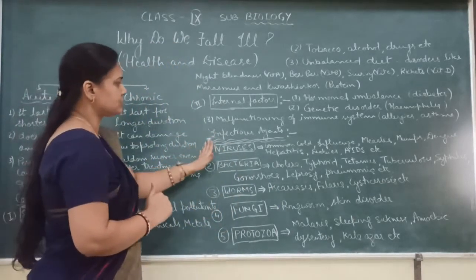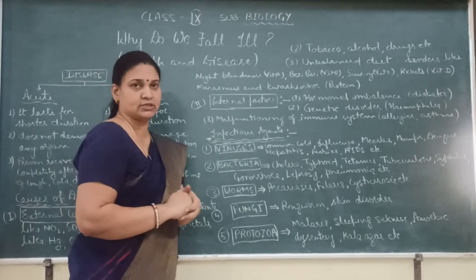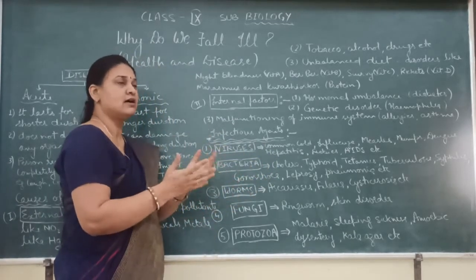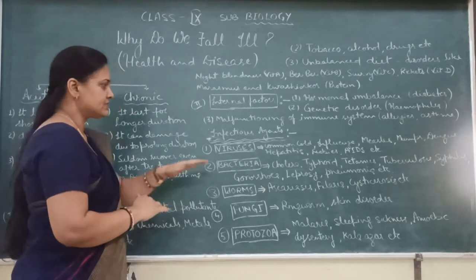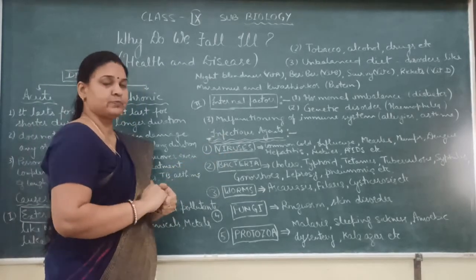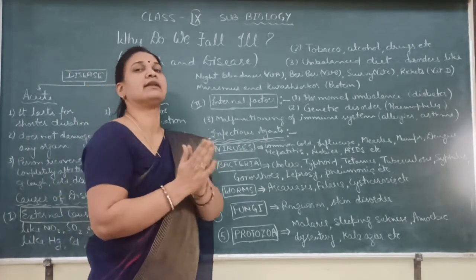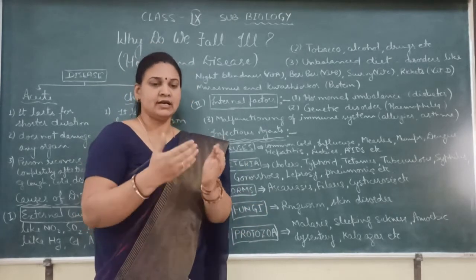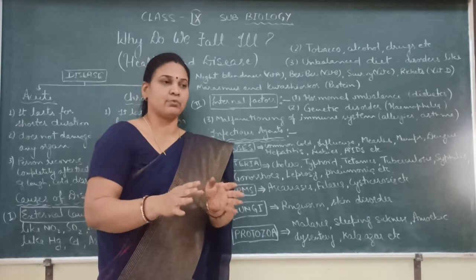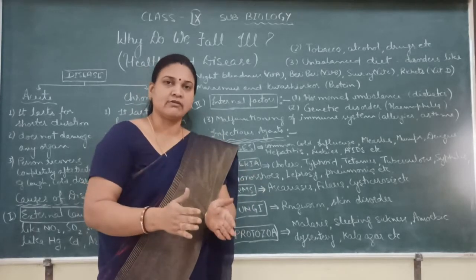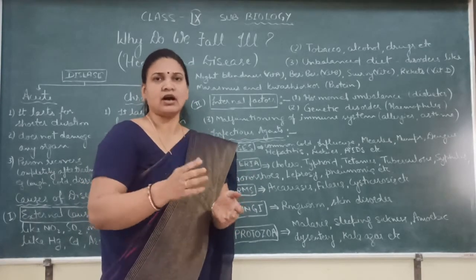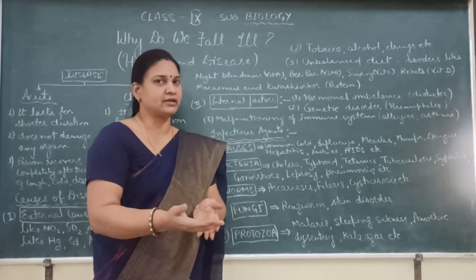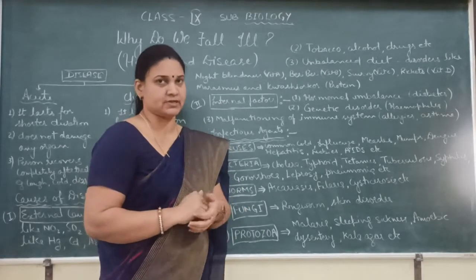Now let us come to the infectious agents. What are the infectious agents? Infectious agents are mainly microbes. So first, that is virus. What is virus? Virus is the connecting link between the living and non-living. And the structure of virus is composed of an outer protein covering and inner DNA or RNA. Generally in plants, RNA is present as a genetic material, and in animals DNA is present.